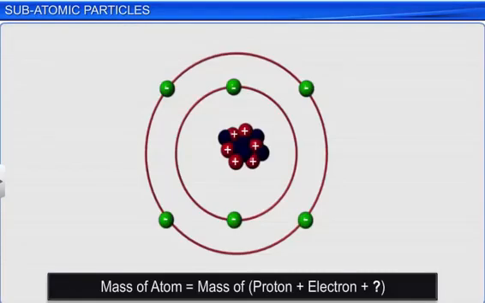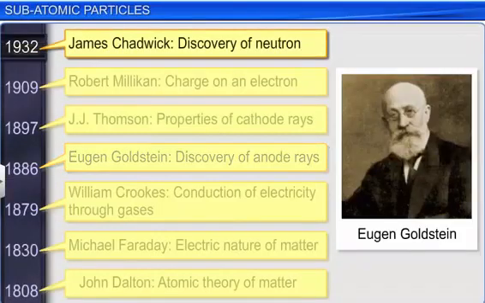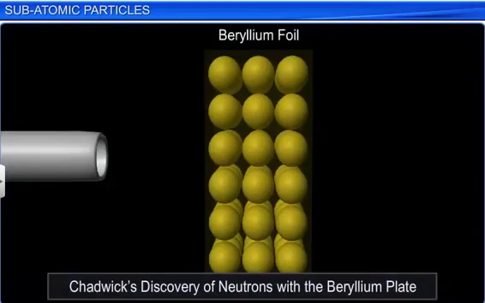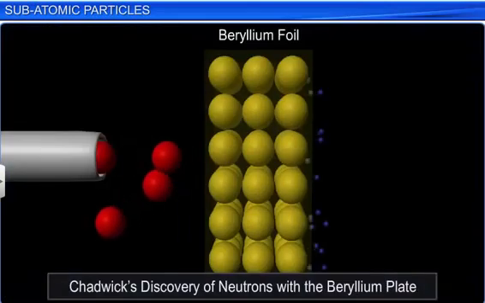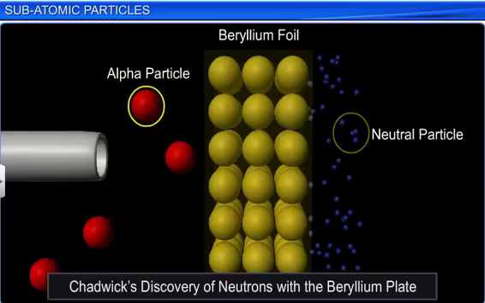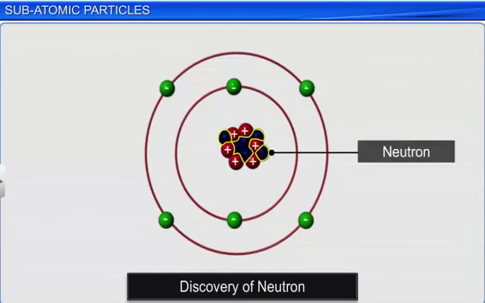It was thus concluded that the excess mass was due to some other particles present in an atom that had considerable mass but no charge. Later in 1932, James Chadwick proved the presence of these heavy, neutral particles through a series of scattering experiments. In one of his experiments, on bombarding a beryllium plate with alpha particles, Chadwick observed the emission of a neutral particle whose mass was equivalent to that of a proton. He named this particle as neutron.